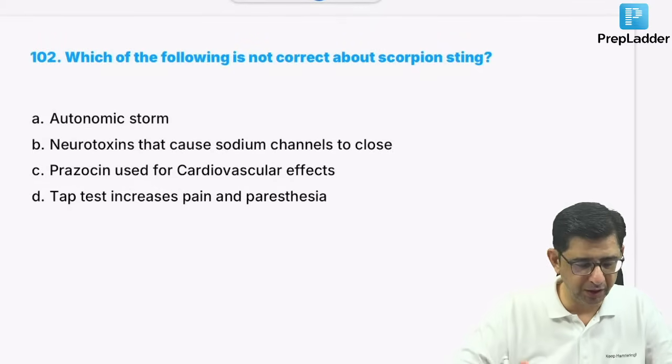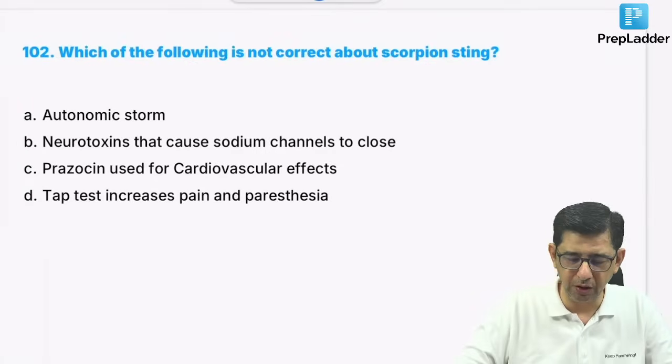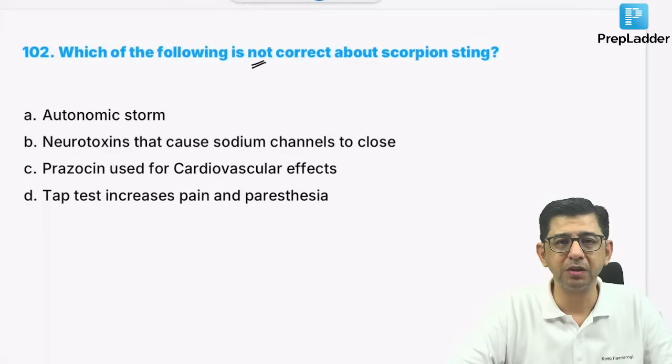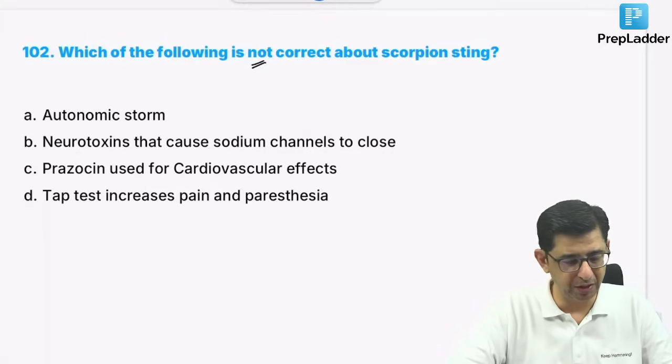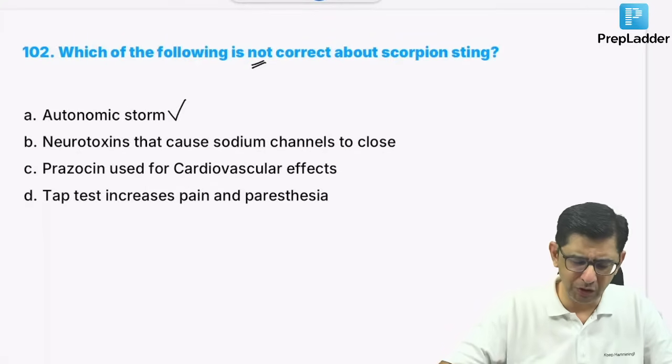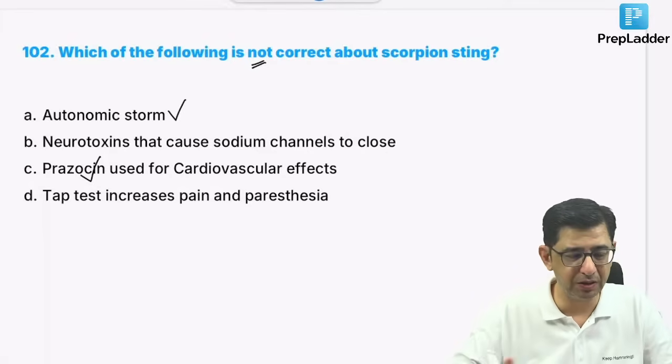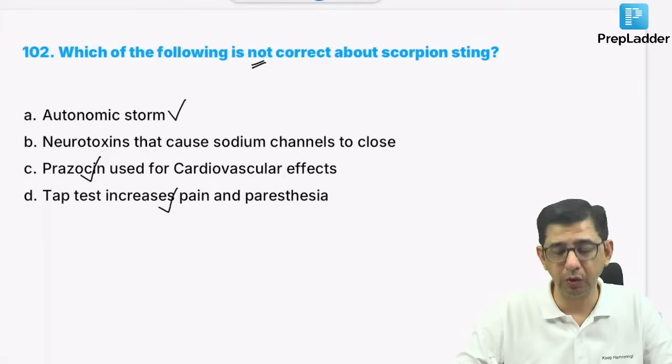Okay, so moving to the next one, he says, which of the following is not correct about a scorpion sting? A scorpion sting would again contribute to a persistent depolarization of the sodium channels. So there's an autonomic storm. We use prazosin for it, understandable. And tapping over the area of the sting will increase the pain and the paresthesias component. So this makes sense.